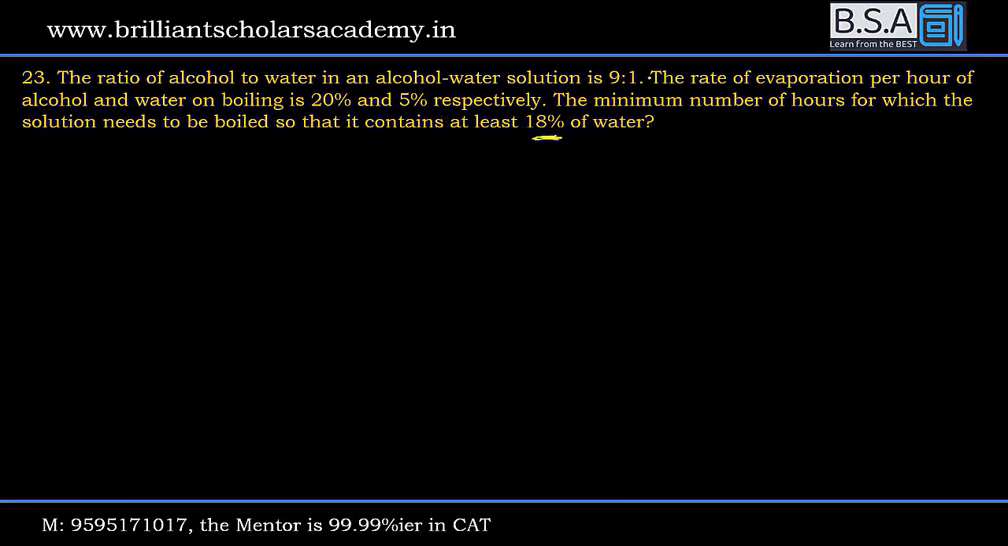Abhi, right now, what is the percentage of water? Water is 1 out of 10. Water is 10%. अब boil करने से how will water increase? देखो, alcohol is going away at a faster rate. Alcohol ज़्यादा speed से उड़ रहा है और पानी कम स्पीड से उड़ रहा है, तो रिलेटिवली पानी बचता जाएगा. तो ये क्वेश्चन है, आफ्टर हाउ मेनी आवर्स विल वाटर बी एट लीस्ट 18% इन द सॉल्यूशन. ट्राई करो.